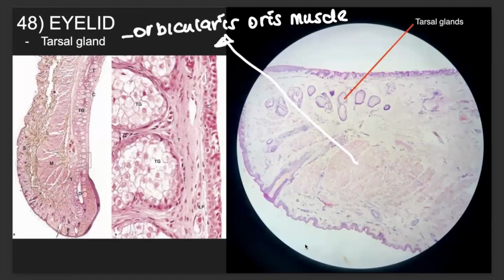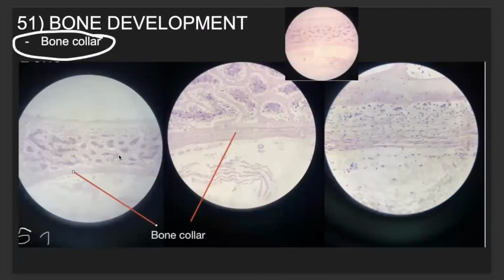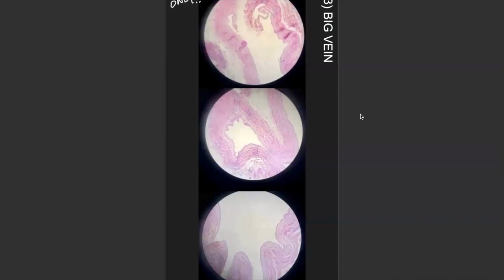Eyelid, kidney circulation, bone development, inner ear, tympani, organ of Corti, media and vestibuli.